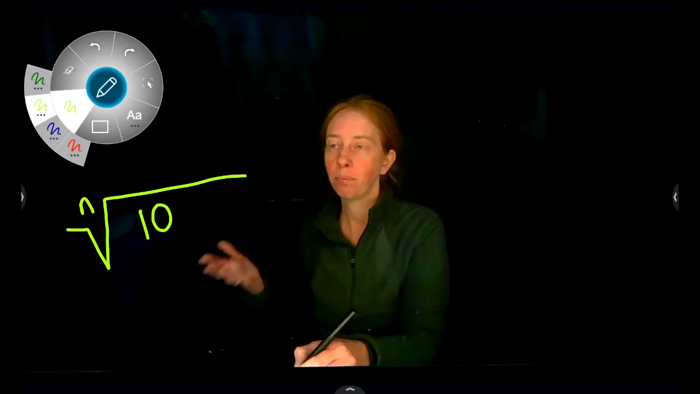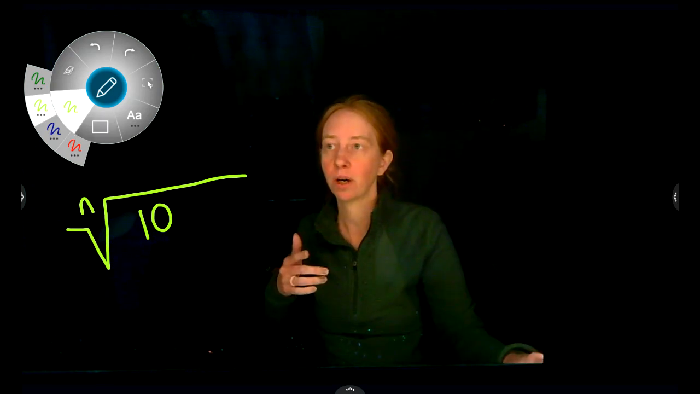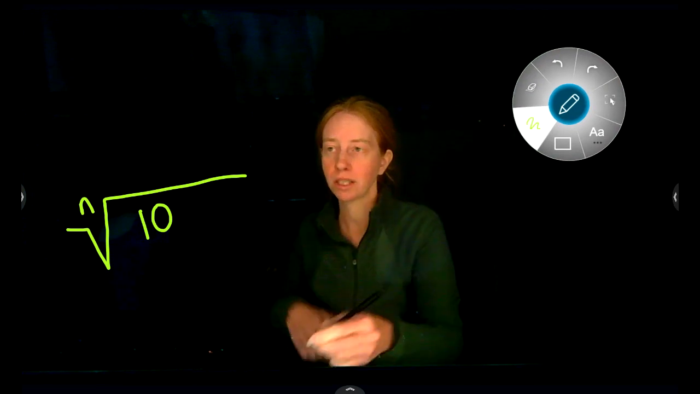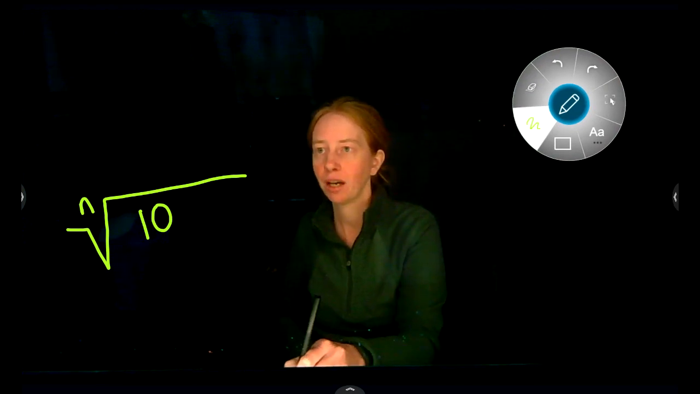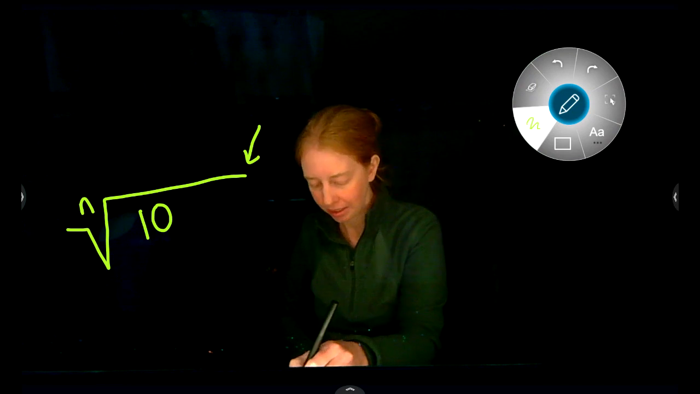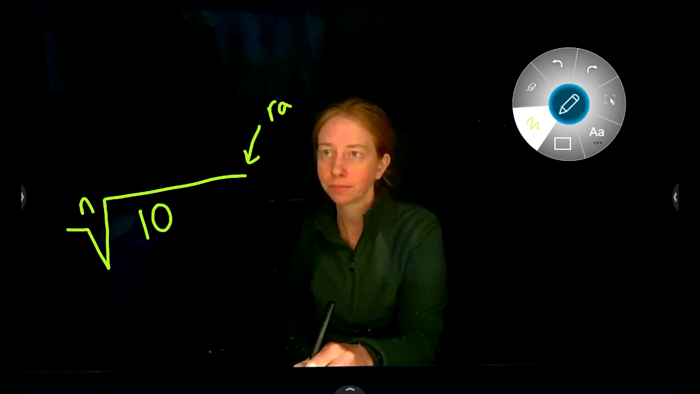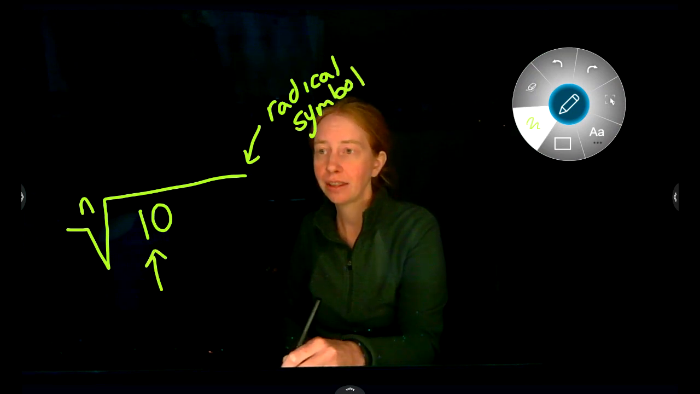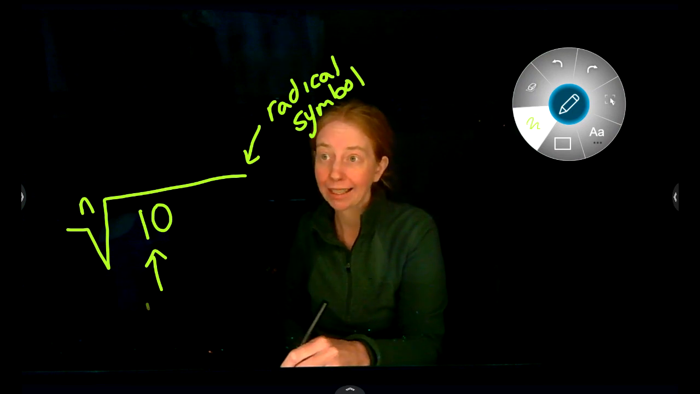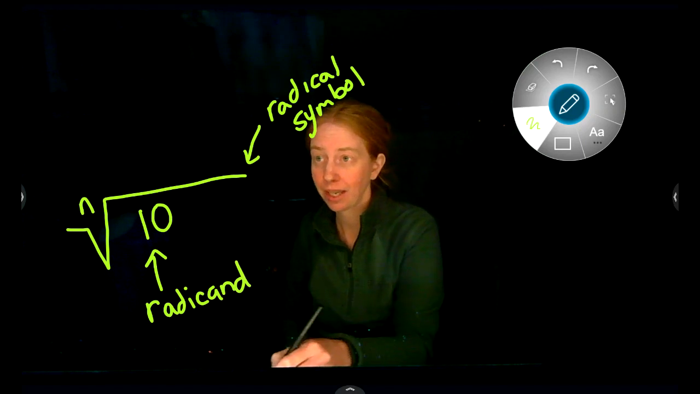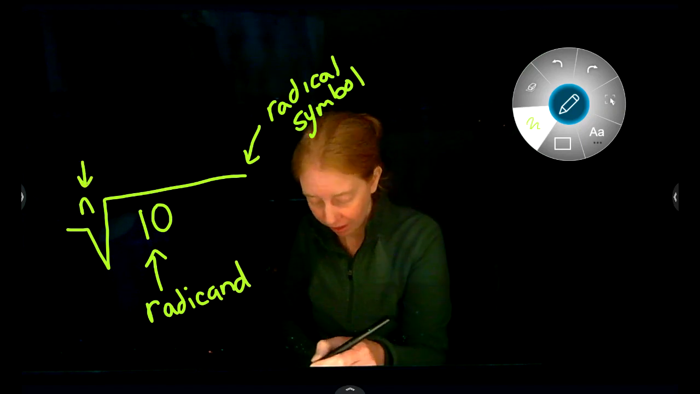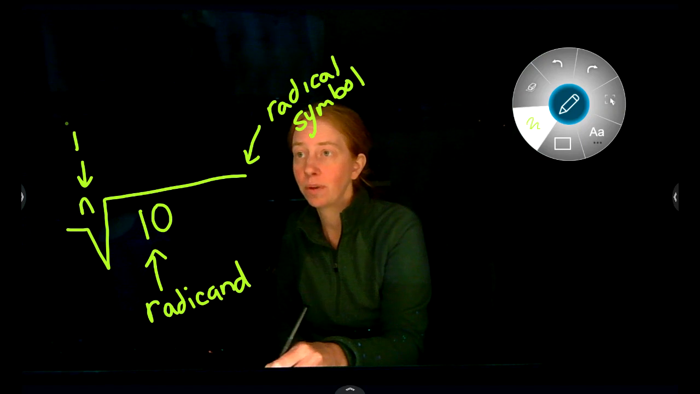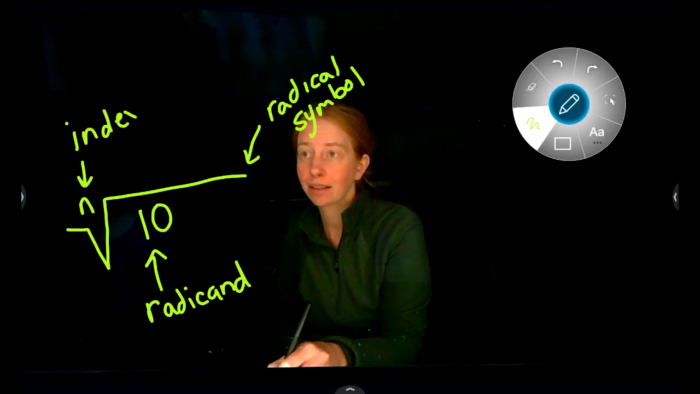And so the parts of this that we're going to use and the words that you're going to hear me saying, this symbol right here is the radical symbol. The thing that is underneath this, we call that the radicand. I just want to double check that I'm saying all these names right, because I don't want to confuse anyone. And then this is what we call the index.